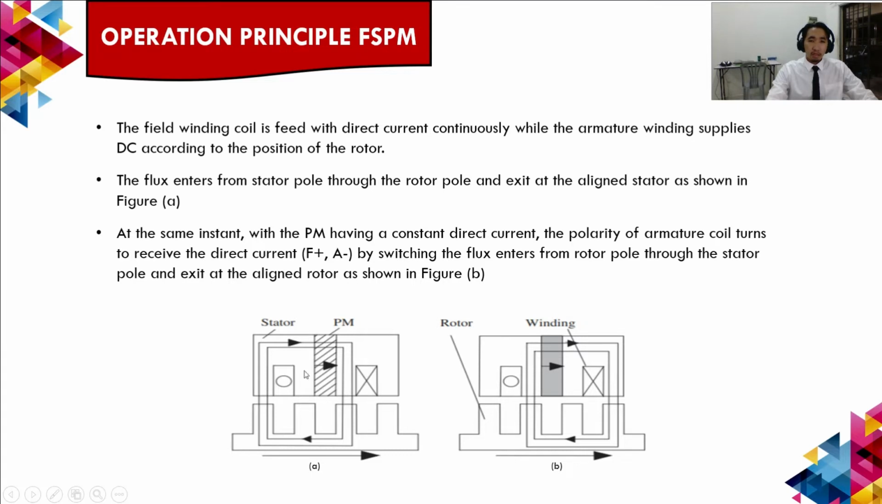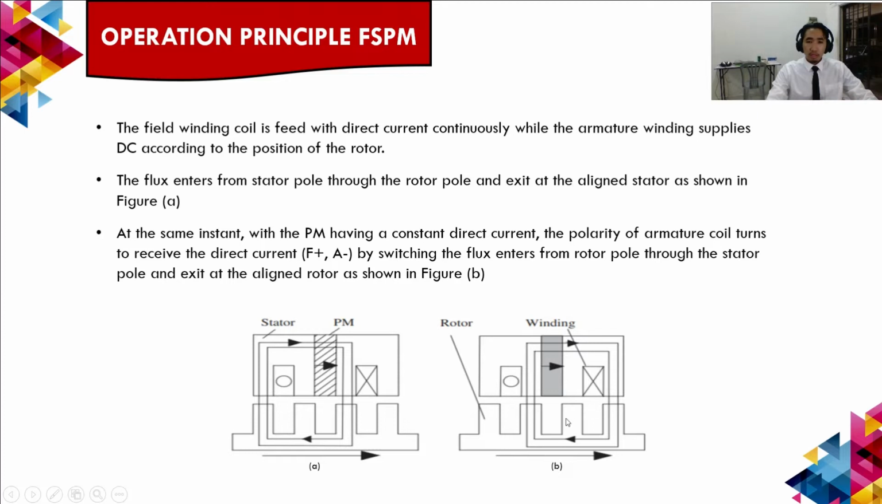You can see in figure A, this flux will enter from the stator to the rotor. At the same time, with the magnet having constant direct current, the polarity of the armature coil turns to receive the direct current, F plus A minus, by switching the flux to enter from the rotor pole to the stator pole and exit to the aligned rotor, as shown in figure B.